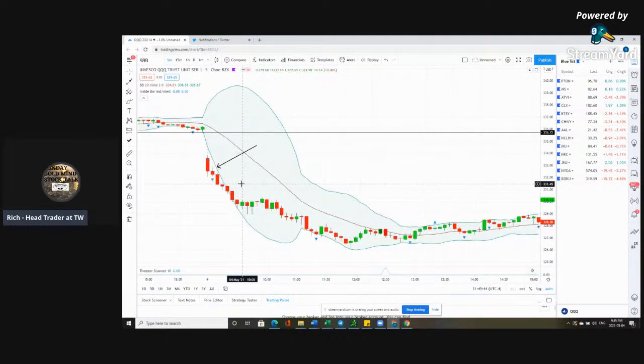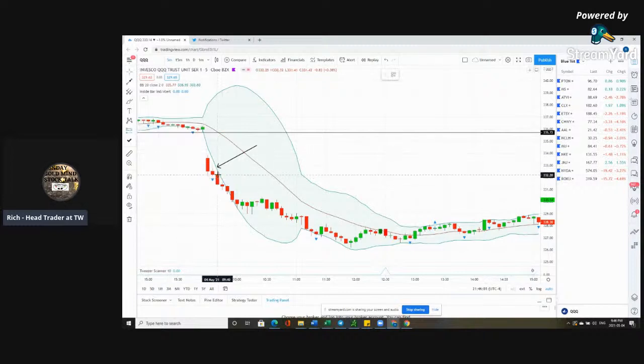So picture this in your head. We had a lot of selling and then we just paused. So what's likely to happen next? Continuation of the sell, because if the bulls were going to change this market, they would have broken through the high of the first 5 minute range. They would have turned around, but they didn't. So if you didn't take the opening range breakout, you could have just taken this inside bar here.